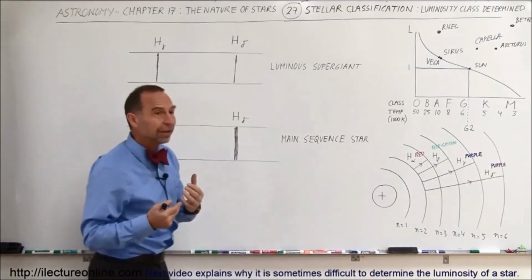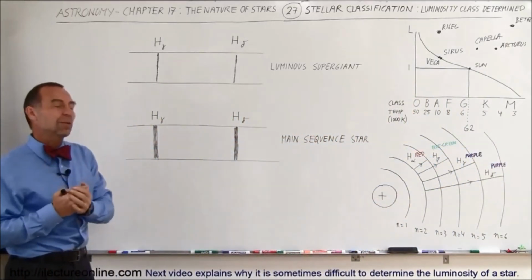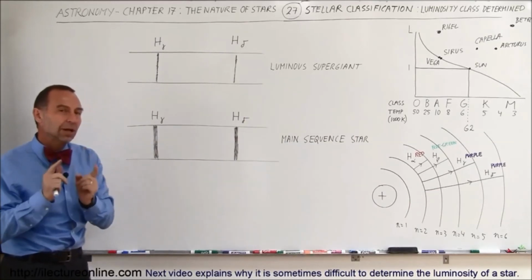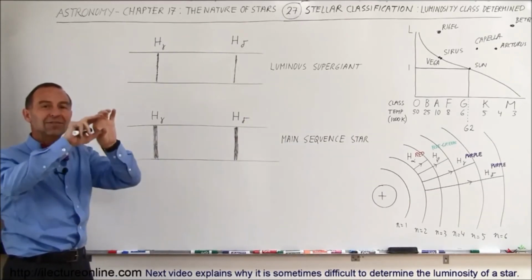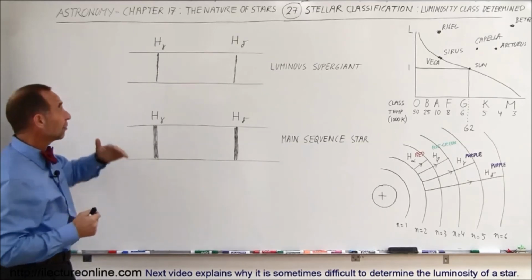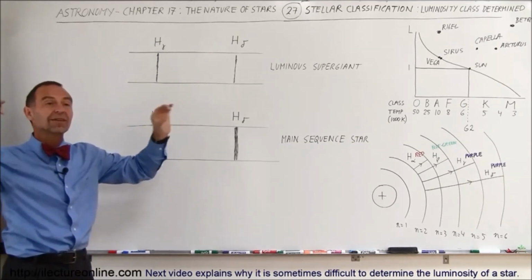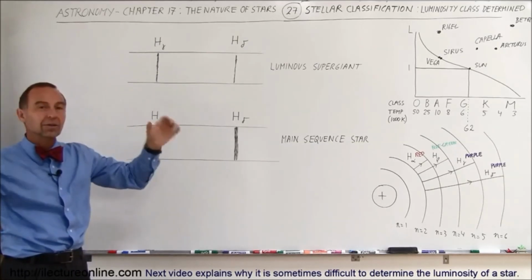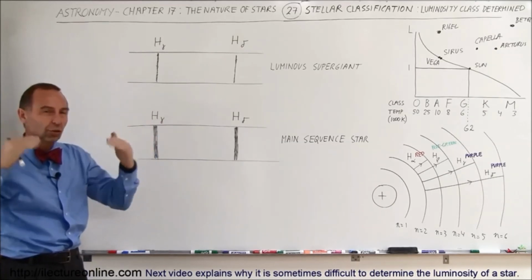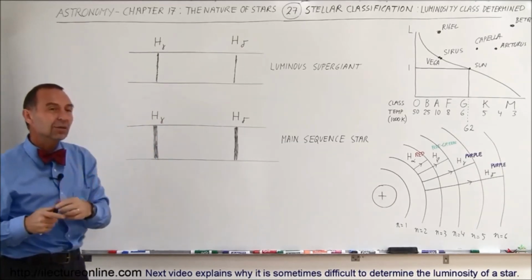Well, it turns out that they may both have the same surface temperature and they may both have the same color, but the density of the gases in the outer layers of the stars are very different. A red giant is enormous in size, and the layers on the outside, where the photosphere is, where you can see the surface of the star, they're very tenuous.